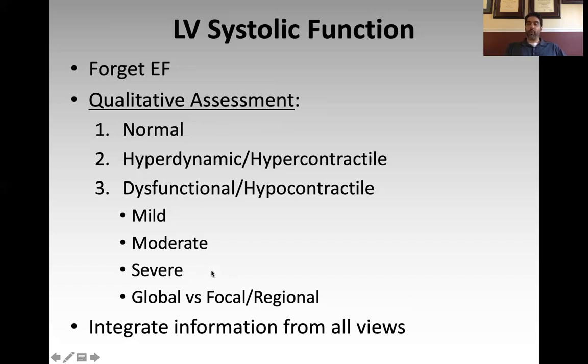And as we move on to some of the more advanced content, we'll talk about how to assess for things like regional wall motion abnormalities and differentiate between global dysfunction and focal or regional dysfunction. Okay. And as the radiologists say, one view is no view. So get as many views of the heart as possible, get as many of those 6 standard views we just talked about as possible to integrate all the information to get an accurate qualitative assessment of LV function.